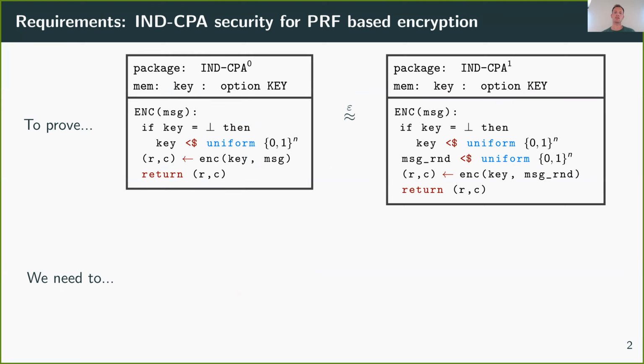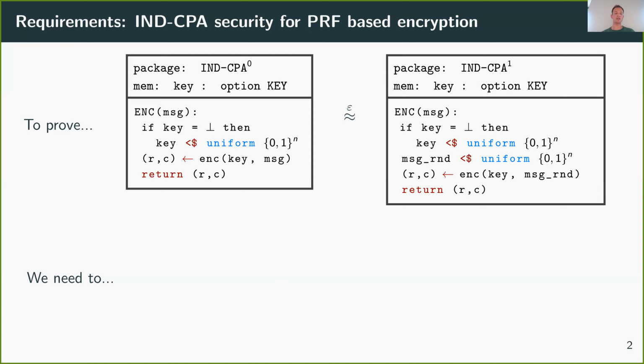The package to the left, IND-CPA0, implements an encryption procedure, ENC, which takes a message as argument. This procedure first checks if the key has been initialized. If no key is available, it picks a key at random from a uniform distribution of bit strings of length n. It then calls the encryption algorithm based on the PRF with the key and the message as arguments, receiving the random seed R and the ciphertext C as a result. Finally, the encryption procedure returns R and C.